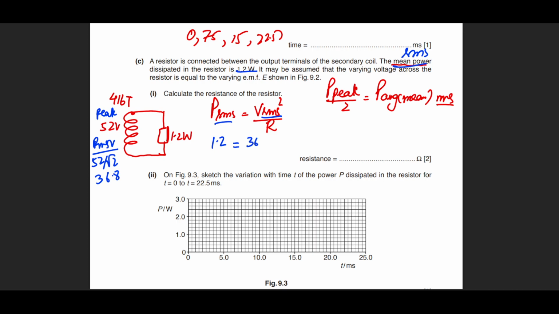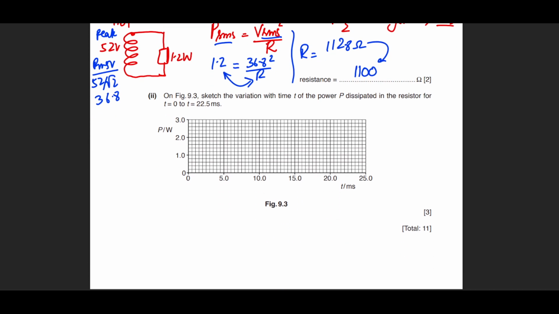So 36.8 whole square divided by R, take that over there, bring that over here. You get R is equal to 1128 ohms, which can be simplified as at least 1100 ohms, because we have to write down answers in two significant figures.